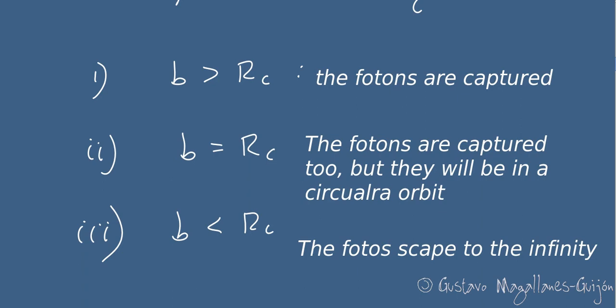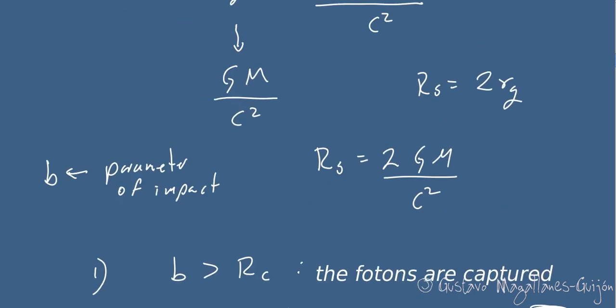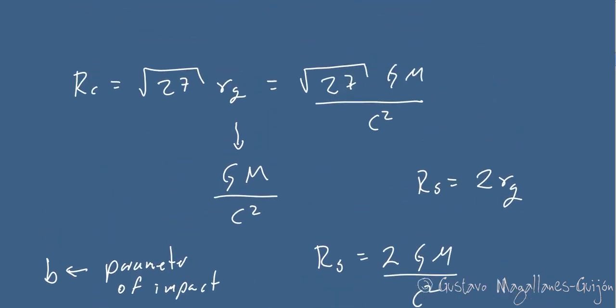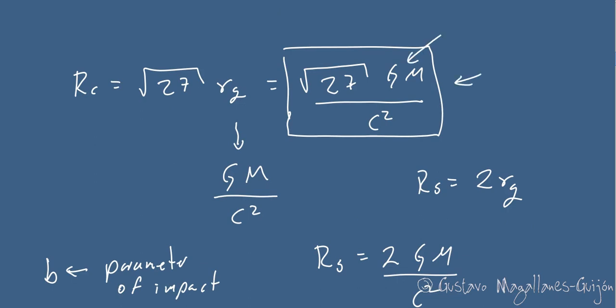This scenario is interesting because the photons form a photon ring around the black hole with this radius. You'll see that this radius is exactly this, where G is the constant of gravitation, M the mass of the black hole, c the speed of light, and this other constant.